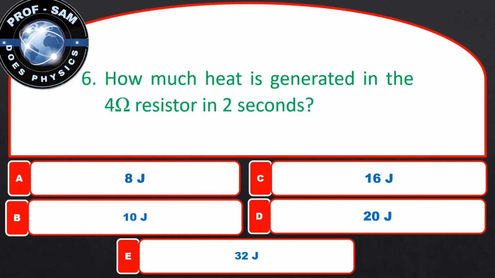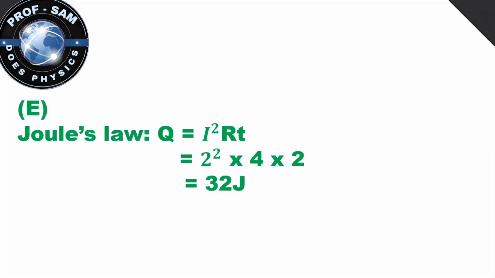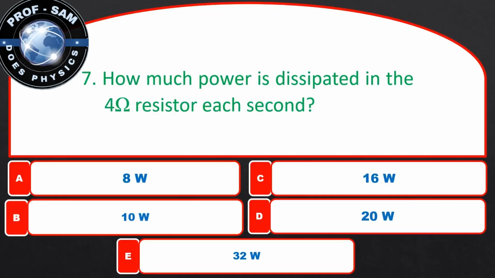Question 6, how much heat is generated in the 4 ohms resistor in 2 seconds? The keyword there is heat is generated, and then we have 2 seconds. So we simply apply Joule's law here, and Joule's law says the quantity of heat energy Q equals I squared RT. So I is 2 amperes, you square it, R is 4 ohms, then T is 2 seconds. When you multiply the 3 together, you have 32 joules as the heat generated in 2 seconds, which is option E.